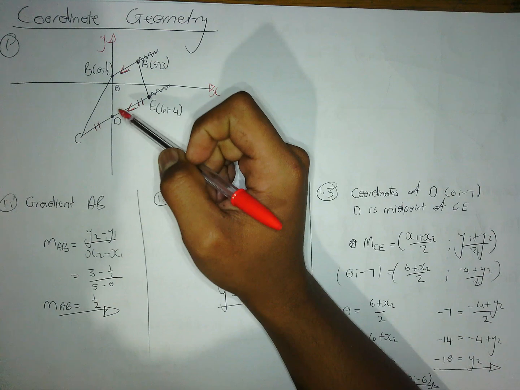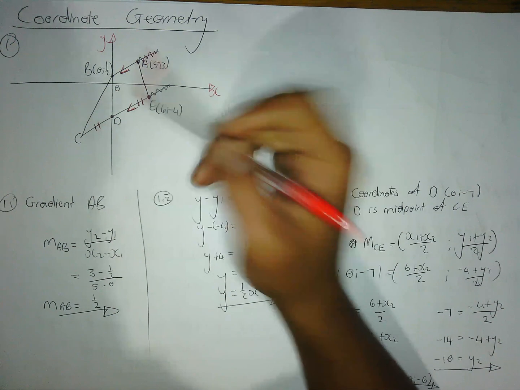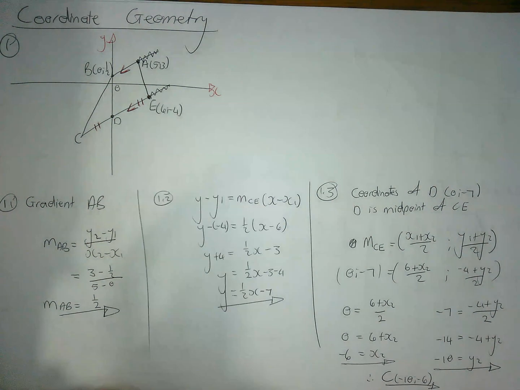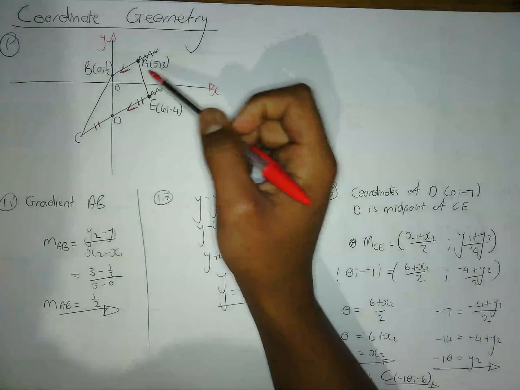AB is parallel to EC and CD is equal to DE. That's the first thing you must notice on your drawing. So the first question is asking for the gradient of AB.